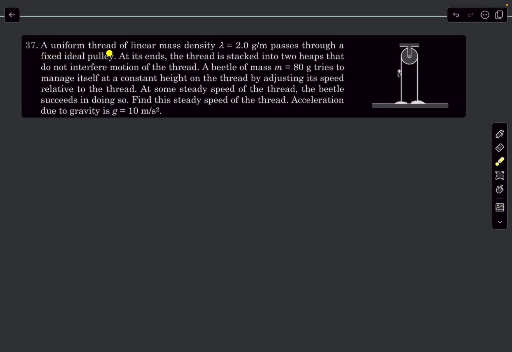So we have a uniform thread of some linear mass density and it passes through a fixed ideal pulley. Okay, and at its ends, the thread is stacked into two heaps as it's shown in the figure that do not interfere with the motion of the thread. A beetle of mass m tries to manage itself at a constant height on the thread by adjusting its speed relative to the thread. At some steady speed of the thread, the beetle succeeds in doing so. So we have to figure out this steady speed of the thread.